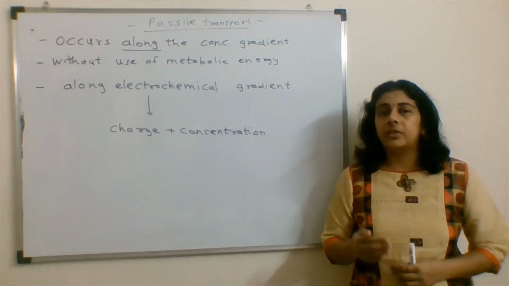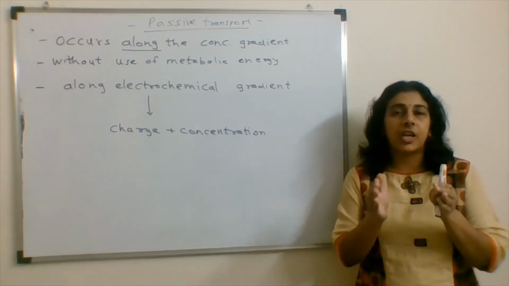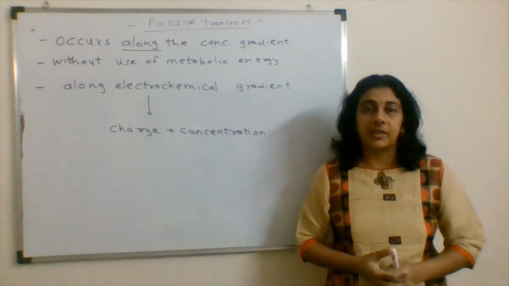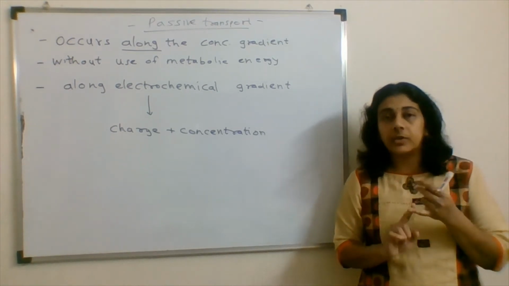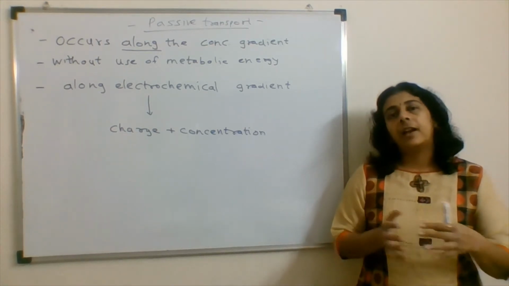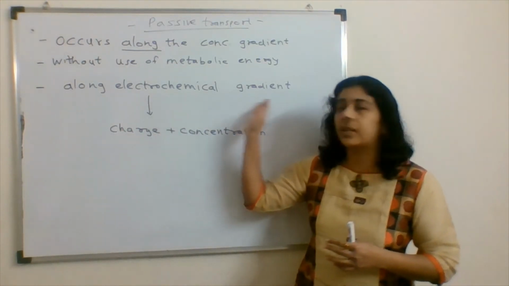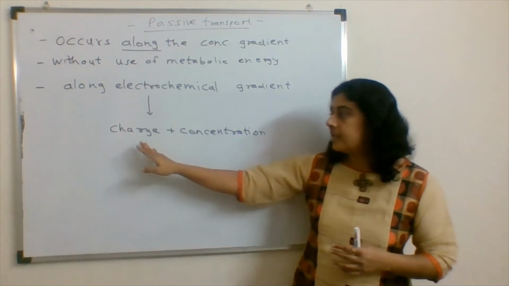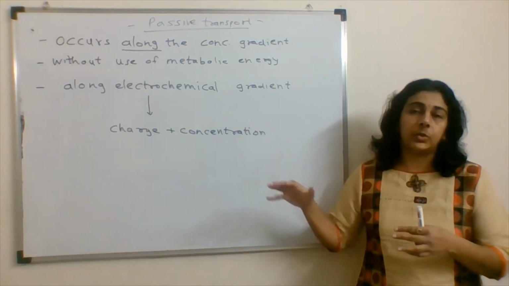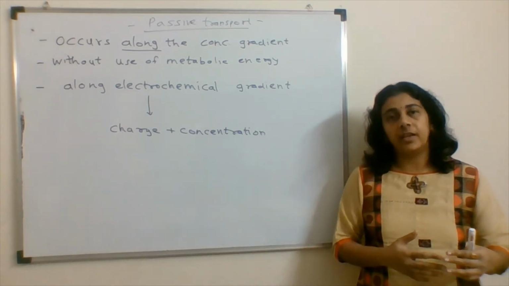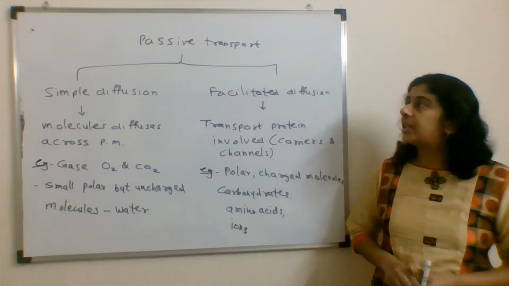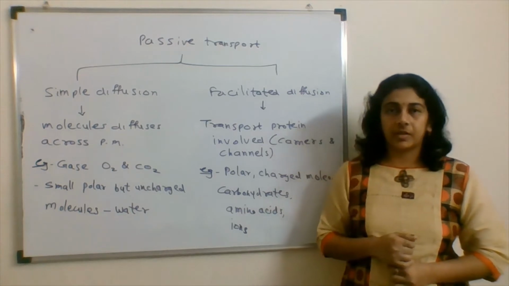Now, in case of some molecules, there may be a charge, and the charge also gets added. So when the molecule has some charge, it will get transported according to its charge as well as its concentration gradient. Combined, these we call an electrochemical gradient, that is charge plus concentration. According to these two, the molecule gets transported in case of passive transport. There is no need of metabolic energy when there is passive transport.